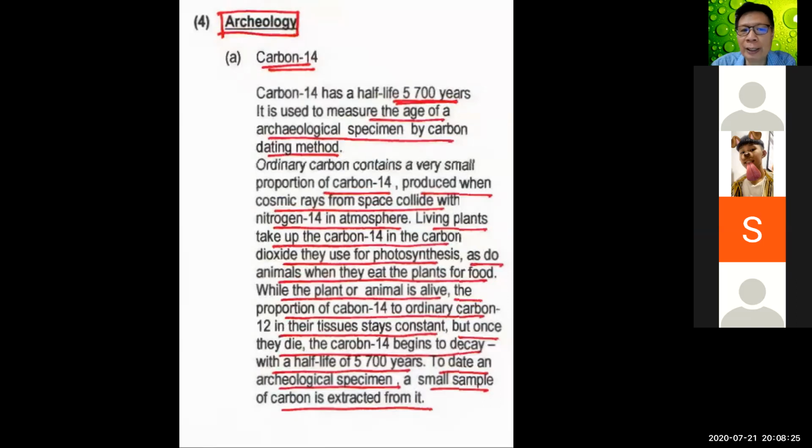Because the half-life of uranium-238 is actually longer than carbon-14. Carbon-14 is 5,700 years. Maybe the history of our Earth, Sun and Moon is more than 5,700 years already, so you cannot use carbon-14. Not long enough. So they have to use uranium, which has a longer half-life, 5,000 million years, which is long enough to determine the age of the universe. Understand now? So I think we have finished already.